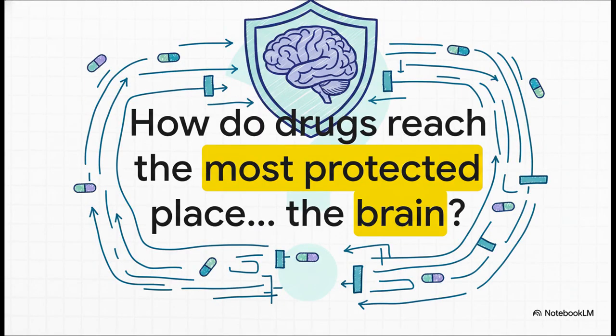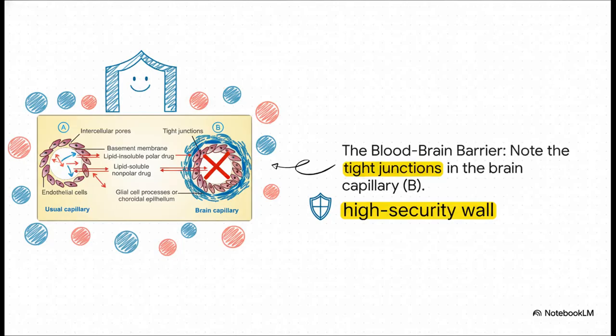This brings us to the most difficult destination of all. How does a drug get into the body's high-security command center, the brain? This slide shows the challenge perfectly. On the left, in image A, that's a normal blood vessel. See the little gaps between the cells? Drugs can slip through those.